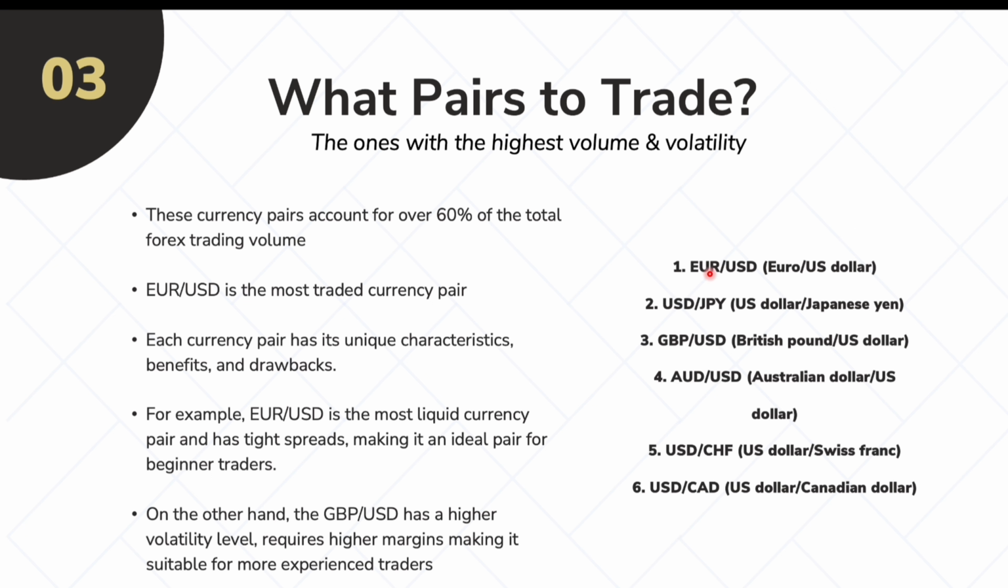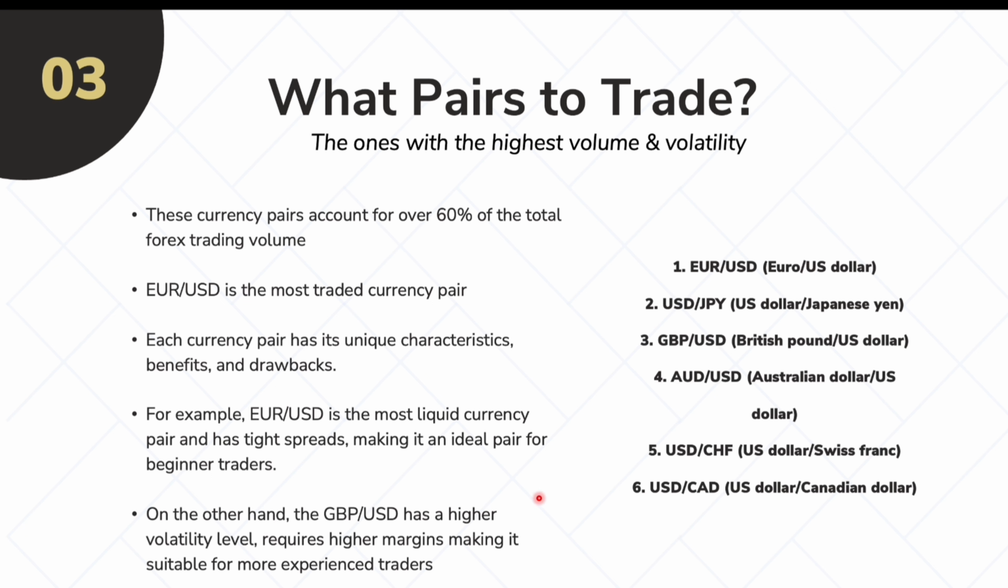Euro US dollar is by far the biggest. USD JPY is also very liquid, very big. So these two are the biggest. Then GBP US dollar, AUD US dollar, USD CHF, and USD CAD. Keep in mind that each currency pair has its unique characteristics, benefits, and drawbacks.